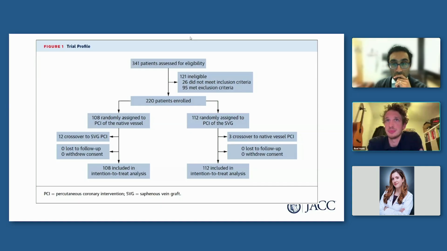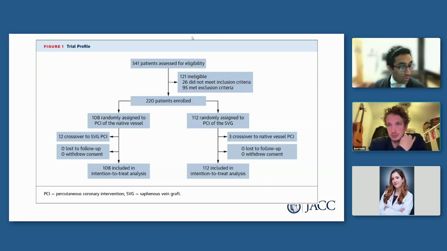Yeah, and I think it's worth highlighting that the most important inclusion criterion for this trial, and I don't think the trial would have worked without it, because how can you randomize if you don't do this? Both lesions had to be intervenable, right? So you couldn't enroll a patient where you could fix the native vessel PCI but not the vein graft, or vice versa, because otherwise there would not be equipoise here. So yeah, exactly.